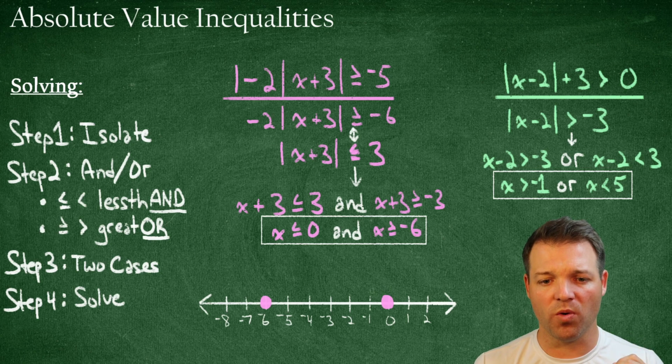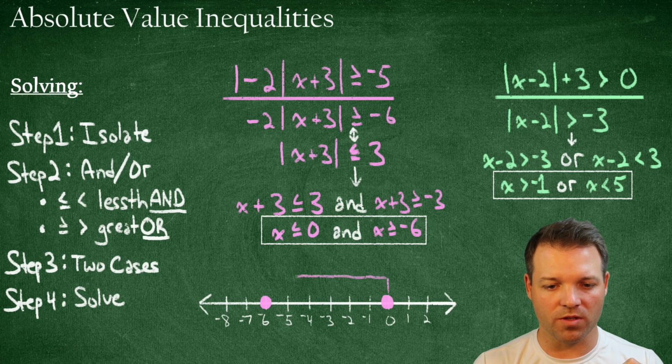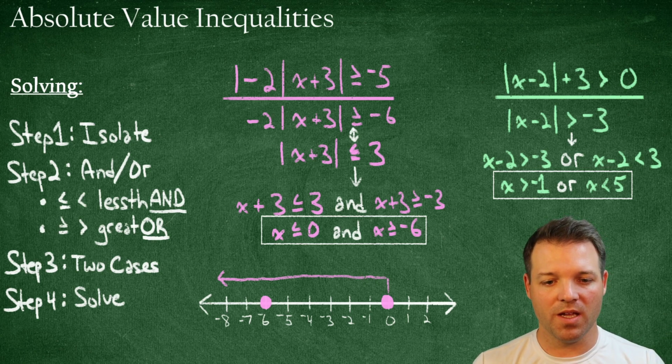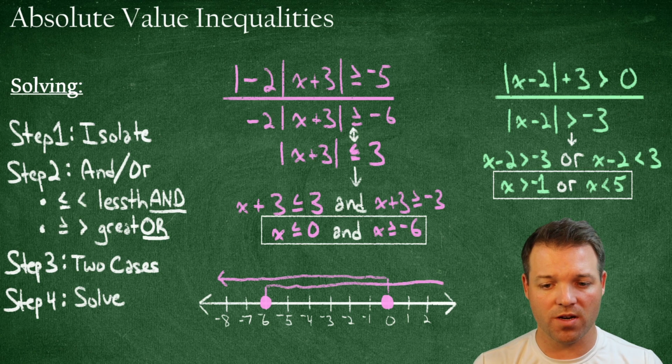All right, now at this point, I usually use little arrows to indicate my solution. Well, this first one says x is less than or equal to 0, so I will use a little arrow and go that way. So everything to the left is included. And then this says that x is greater than or equal to -6. So I'm going to do the same thing. I'm going to say, well, it's -6 and everything that is greater than or equal to.